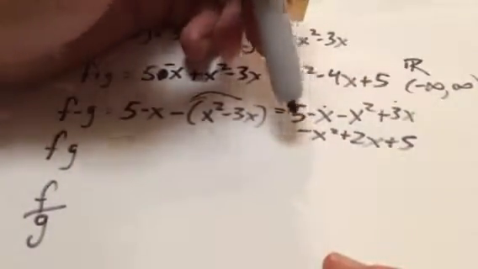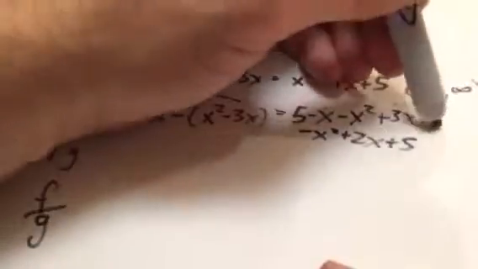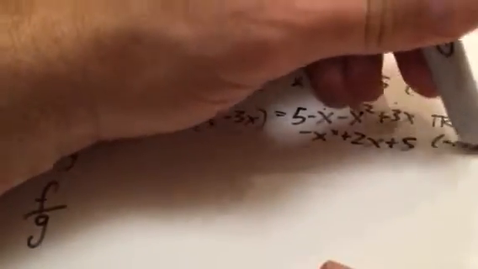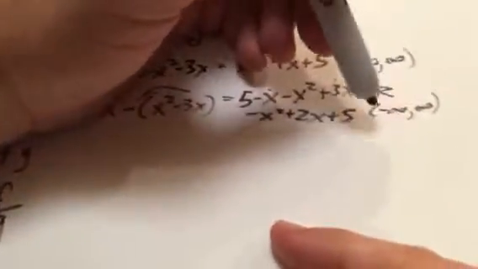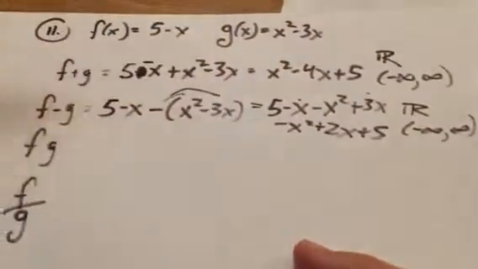Again, I'm not dividing by anything. I'm not taking the square root of anything. So it's any real number. Your book might write it like this. That just means from negative infinity to infinity.